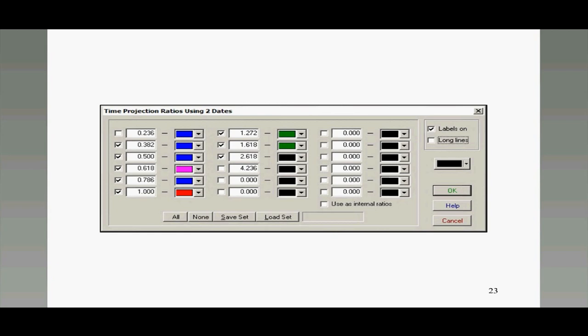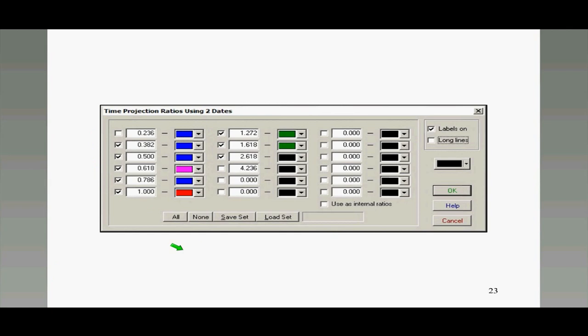In the Dynamic Trader program, this is the only one I can address because it's what I have in front of you. The ratios that I choose for the time projections using 2 dates are 382, 50%, 618, 786, 100%, 1272, 1618, and 2618. That's what you would have selected on the tool that uses 2 dates. That's the one that almost all programs have.